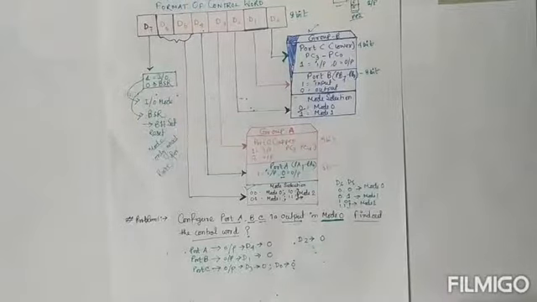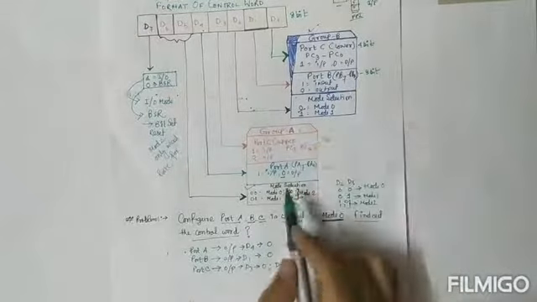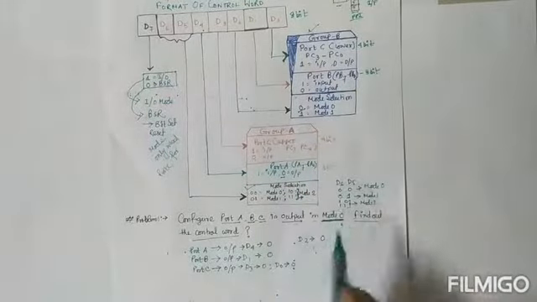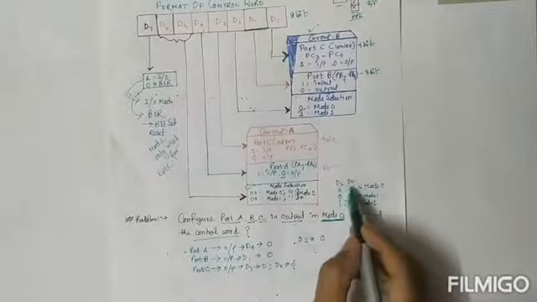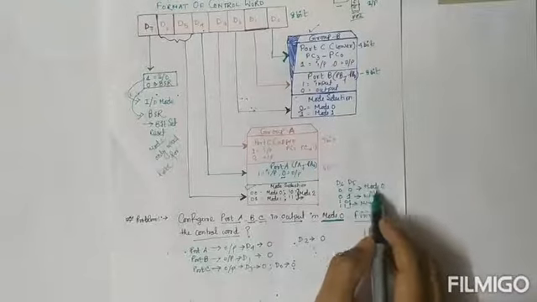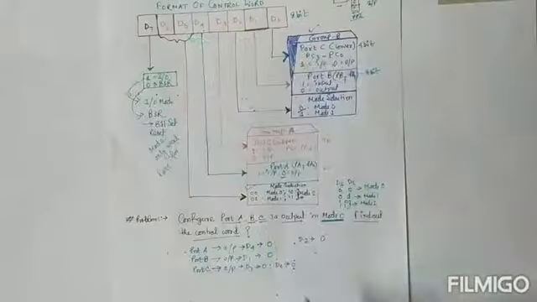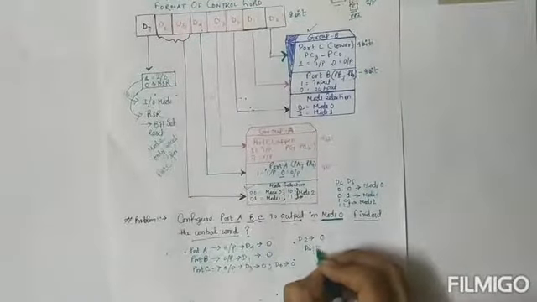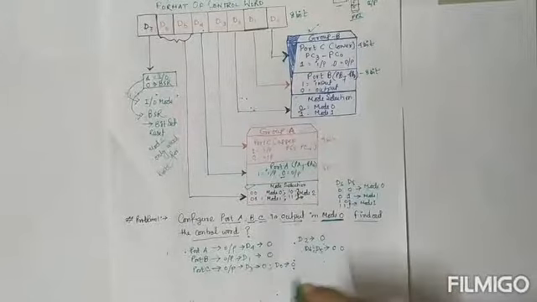Hold the 0. Next, group A mode selection in mode 0 condition. D6 D5 0 0 indicates the mode 0 condition. So D6 and D5 hold the value 0 0.